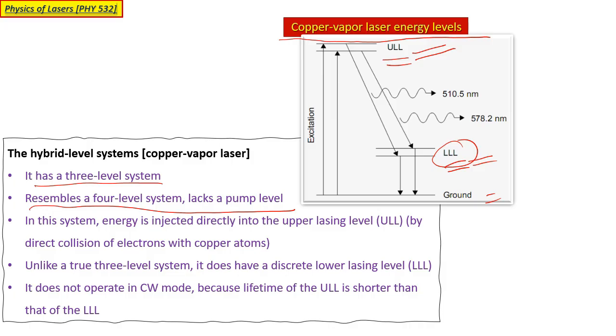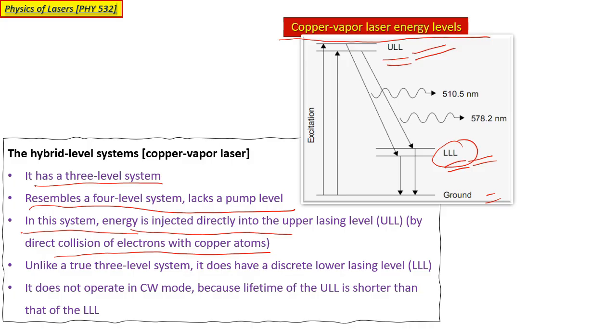So in this system, what exactly happens? Energy is directly injected into the upper lasing level, because there is no pump level. This energy is generated by the collision of electrons with the copper atoms.